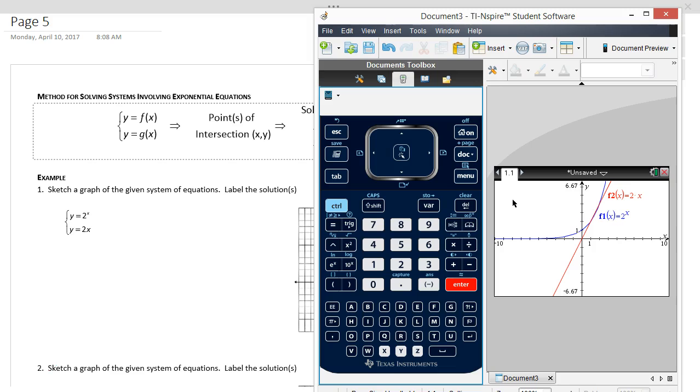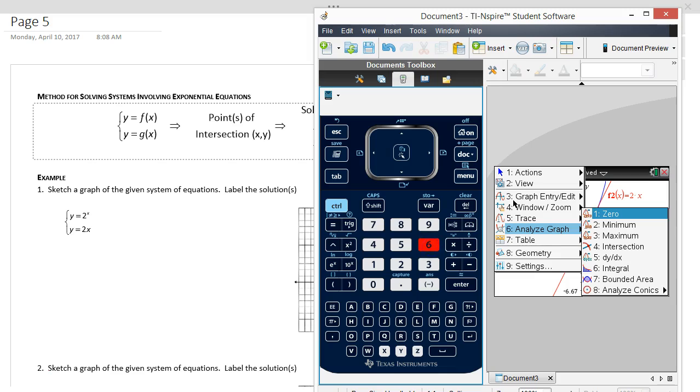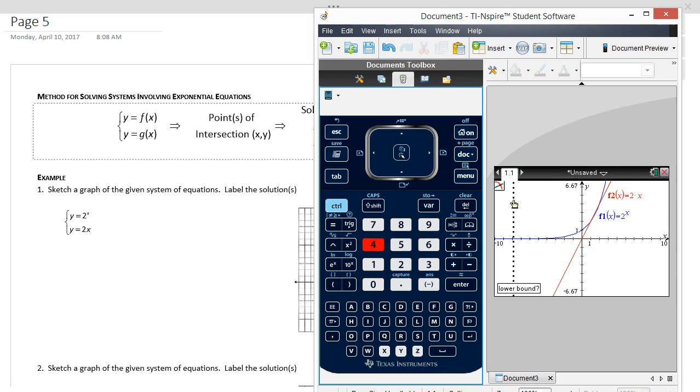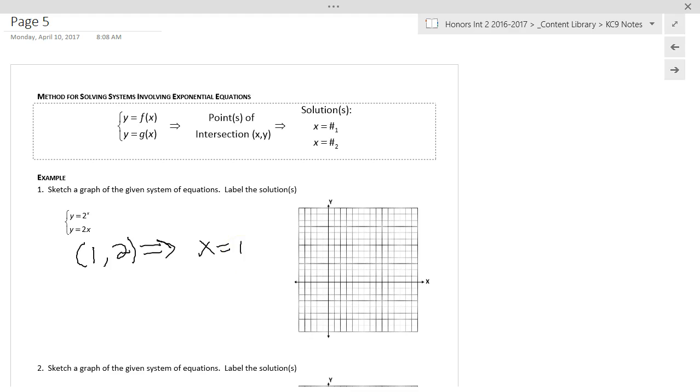Remember, to get to what our solutions are, we do menu, analyze graph, and we want to go to intersection. I'm going to go just to the left of the first intersection and just to the right of that intersection. Remember, as soon as that dot pops up, you have it. So my first intersection point is at 1, 2. That means that x equals 1.